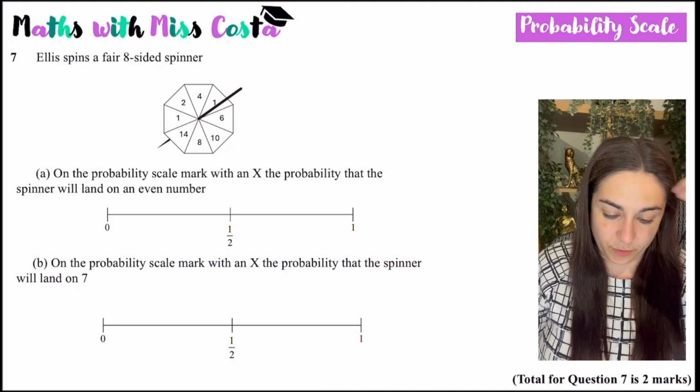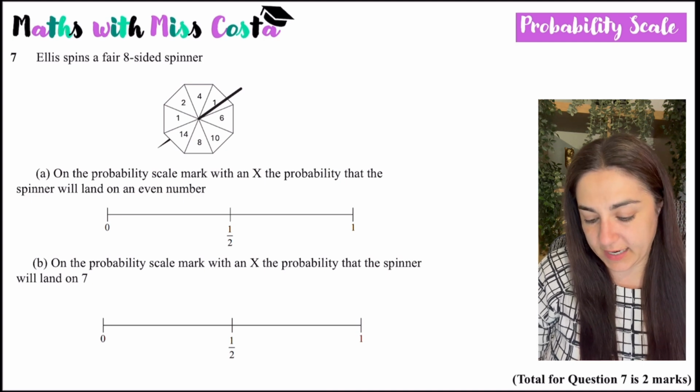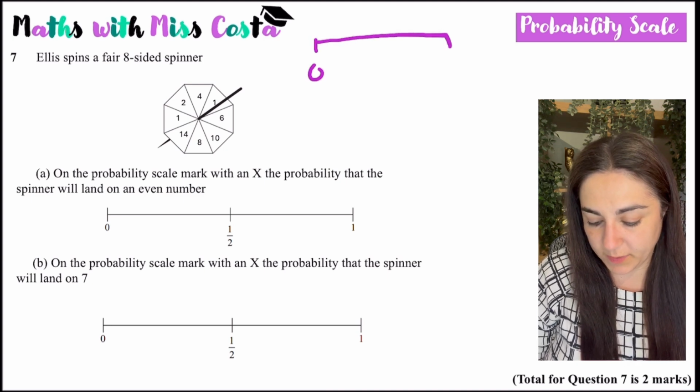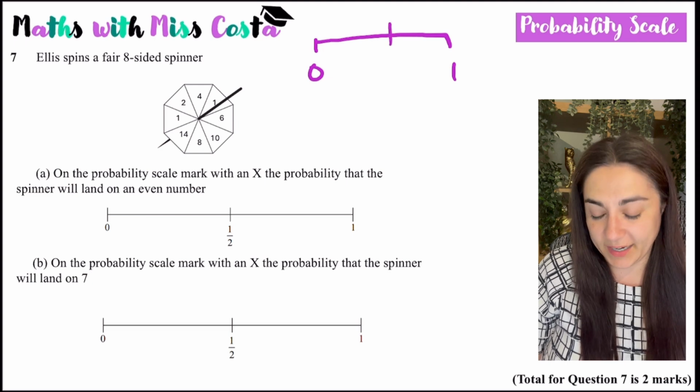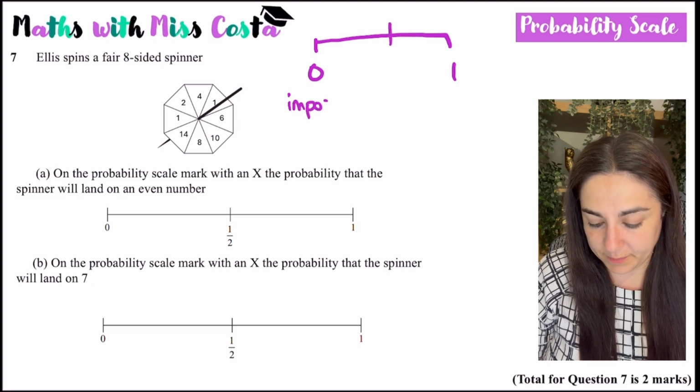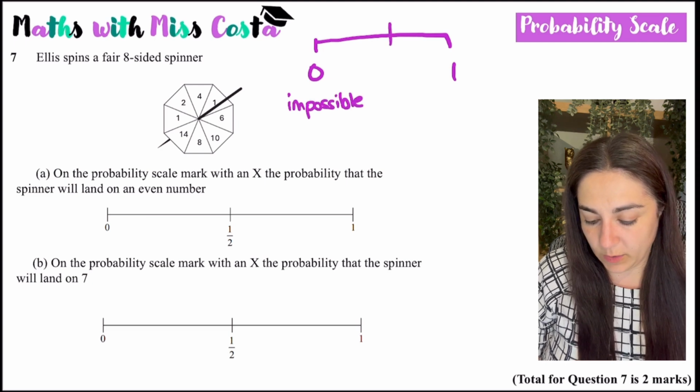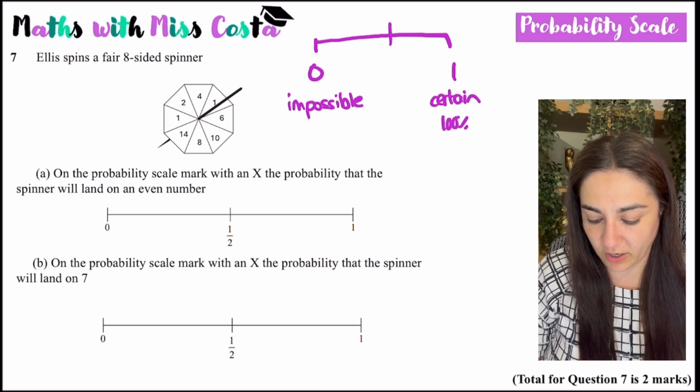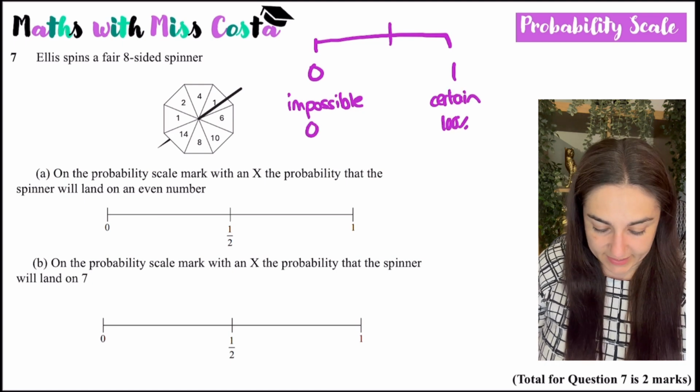Next, I have a probability scale. So the key with a probability scale is it always goes from 0 to 1, where 0 is it's impossible for that thing to happen, and 1 represents it's absolutely certain to happen. So for example, it's 100% certain.